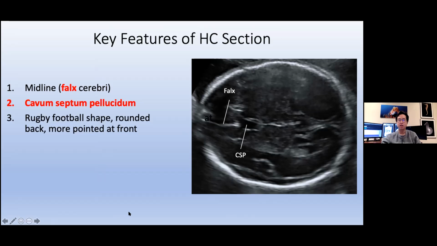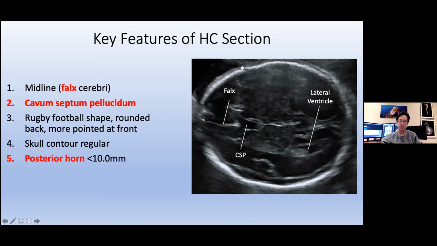Okay, so there are certain anomalies that alter the shape of the fetal head. So keep an eye on this. These are your sutures here. So the skull contour is regular. You have this little suture that's denoted by the asterisk. And then you have the posterior horn of the lateral ventricle, or the atria. So you want to measure this at this point at the occipital region, and it should be less than 10 millimeters. So then you have these little slit-like anterior horns.